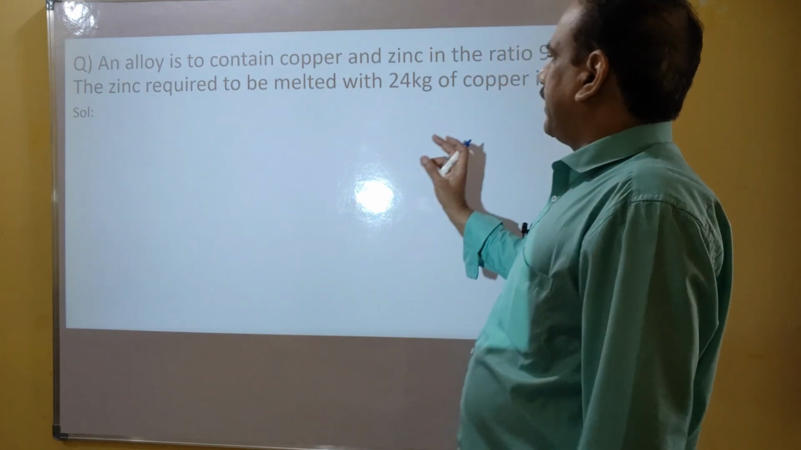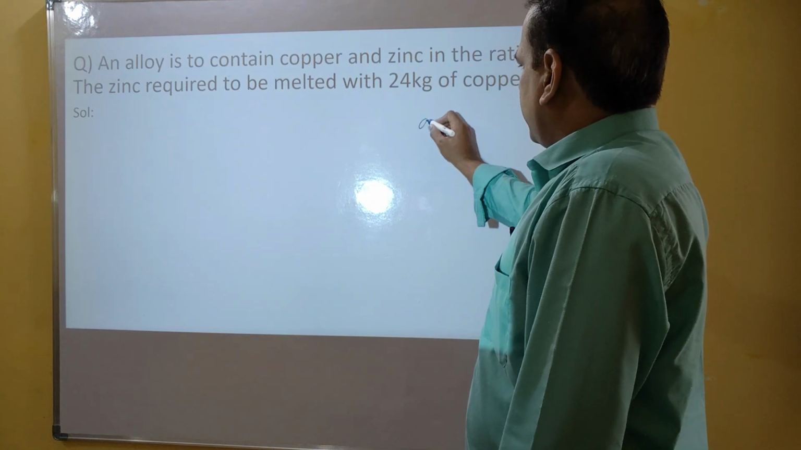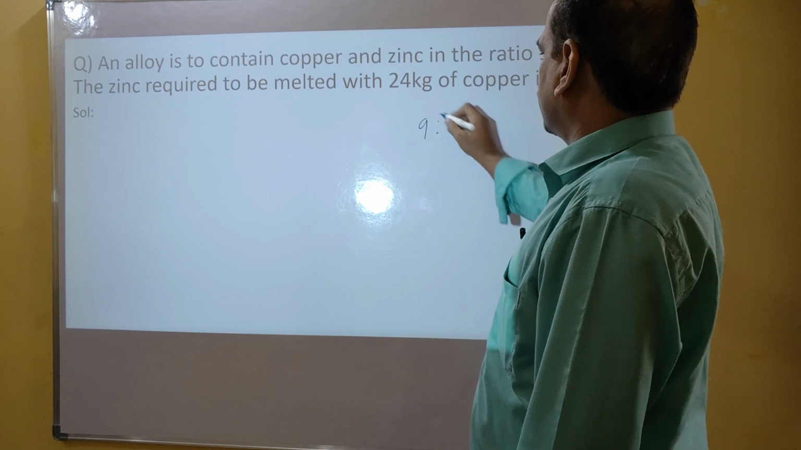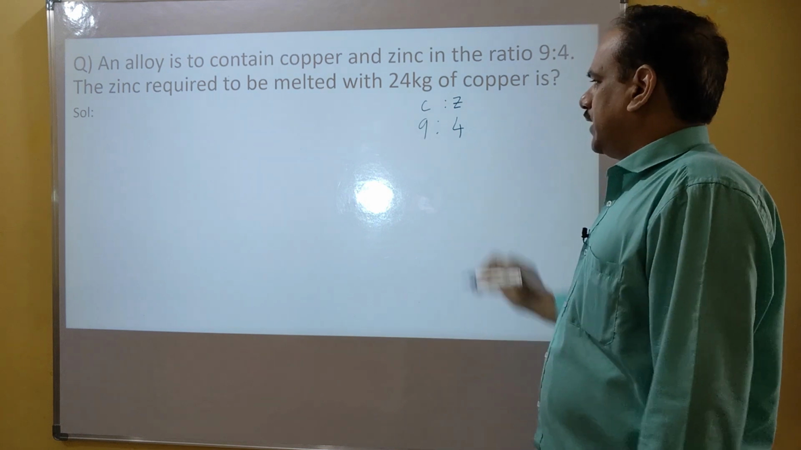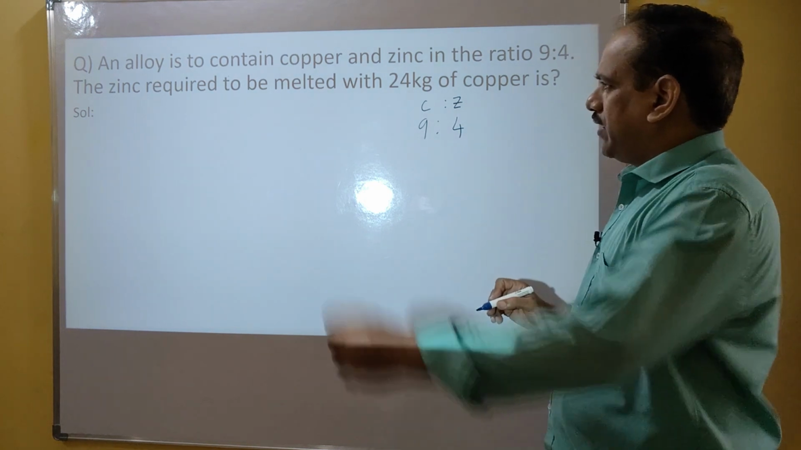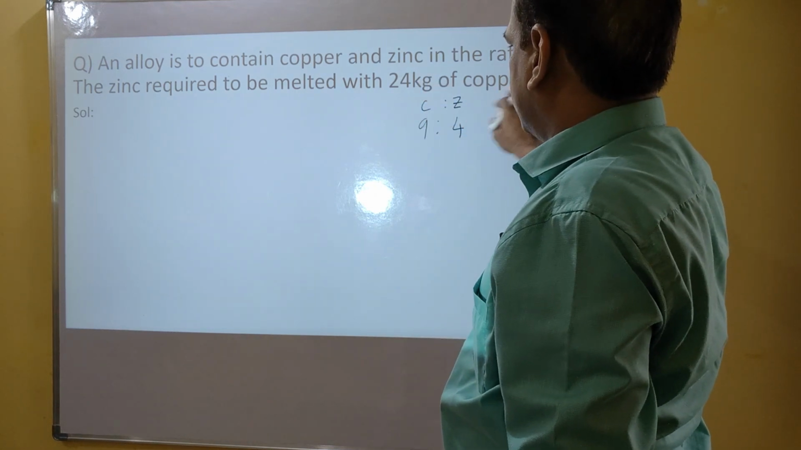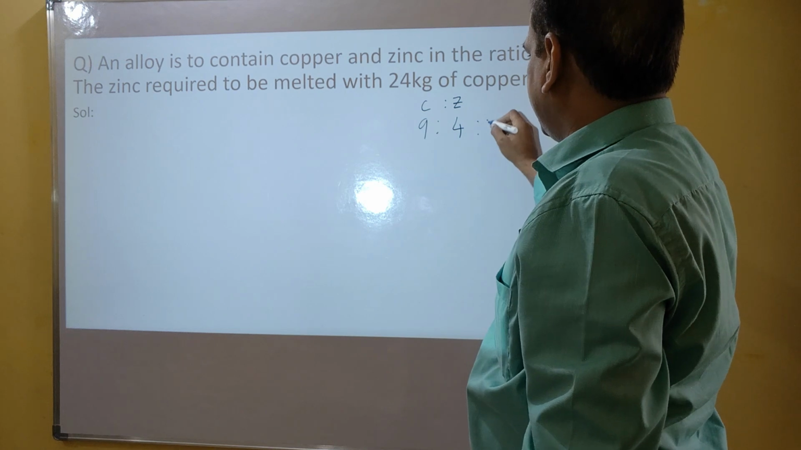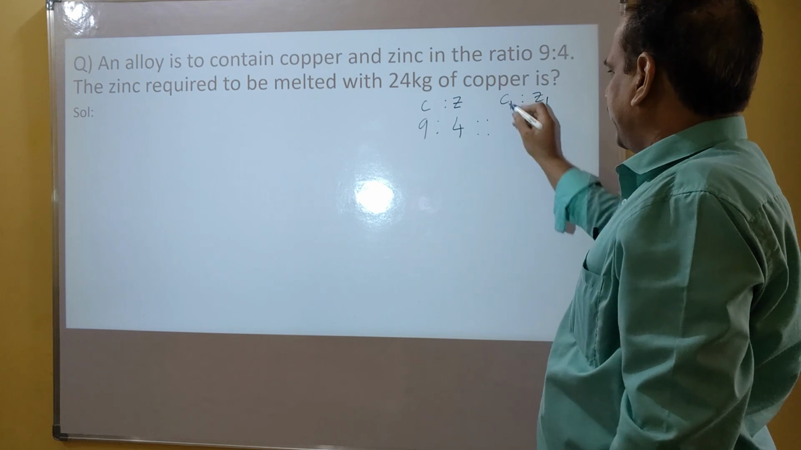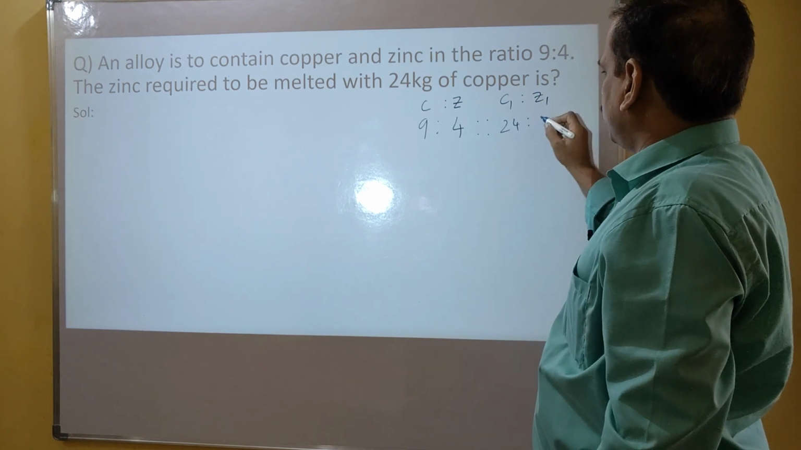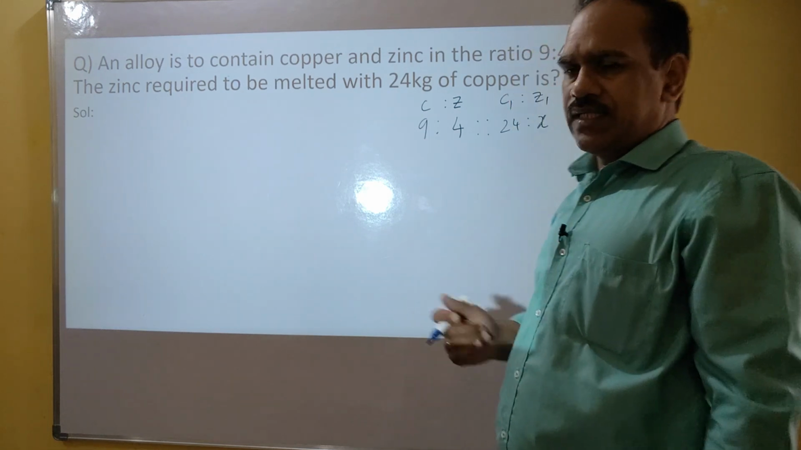An alloy is to contain copper and zinc in the ratio 9:4. The zinc required to be melted with 24 kg of copper is? Now the alloy contains copper and zinc in the ratio of 9:4. If the alloy contains 24 kg of copper, that means it is a proportional problem. If the copper is 24 kg, what should be the proportional zinc?